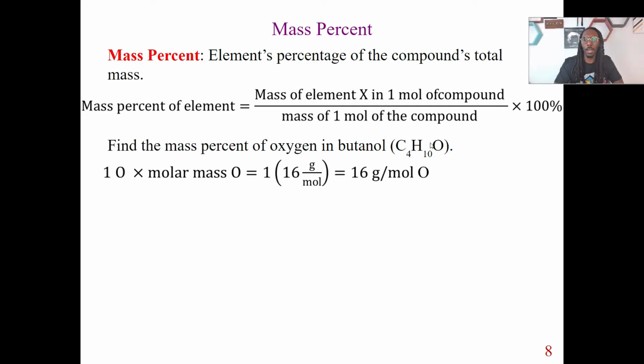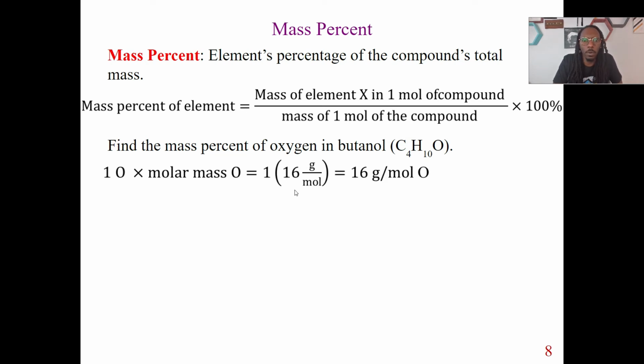In order to find the mass of my oxygen, I'm first going to see how many oxygens I have. In this case, I have 1 oxygen times the molar mass of oxygen, which is going to be 1 times 16. Now, Dr. J, where did this 16 come from? The 16 came from the periodic table. If you look at the periodic table, you're going to see the atomic number, which is the proton number. Then you're going to see a mass number, and that is what we're using here, 16.